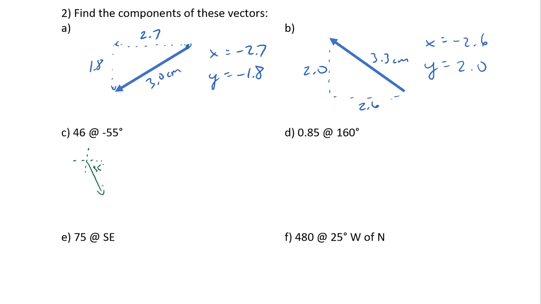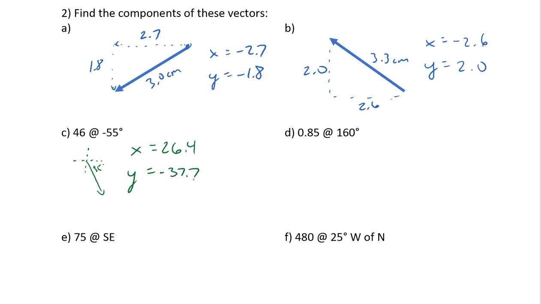So I would do 46 cos 55 and 46 sin 55. If I do 46 cos 55, it will give me a value of about 26.4. And it's positive because it's going to the right, so no problem there. If I do 46 sin 55, I will get a vertical component of 37.7. And since it's going down, I'll make it negative 37.7. So something like that.